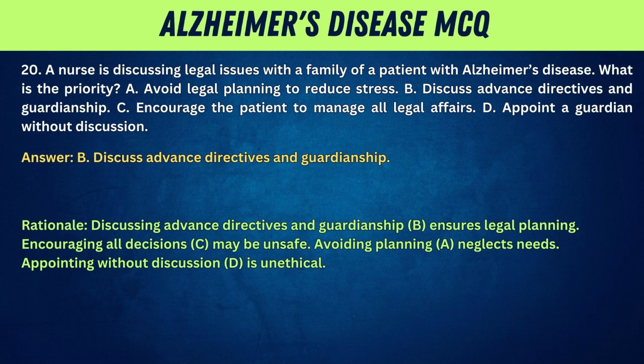Rationale. Discussing advance directives and guardianship, B, ensures legal planning. Encouraging all decisions, C, may be unsafe. Avoiding planning, A, neglects needs. Appointing without discussion, D, is unethical.